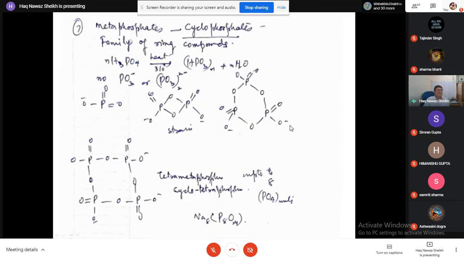So then let us come to the metaphosphate, which is cyclic phosphate. This is a family of ring compounds.